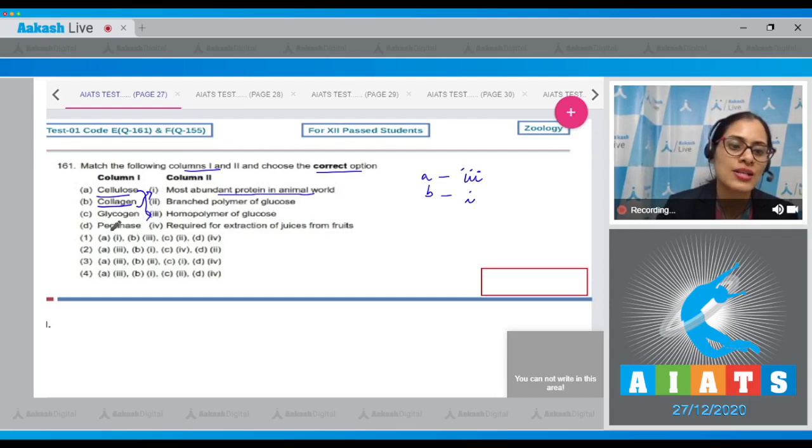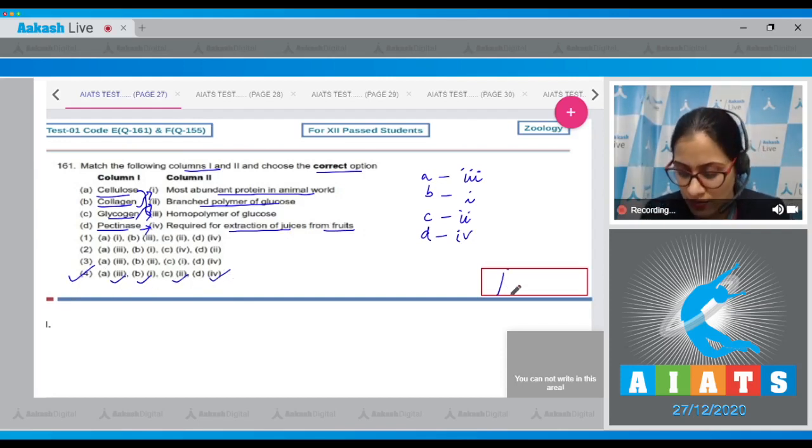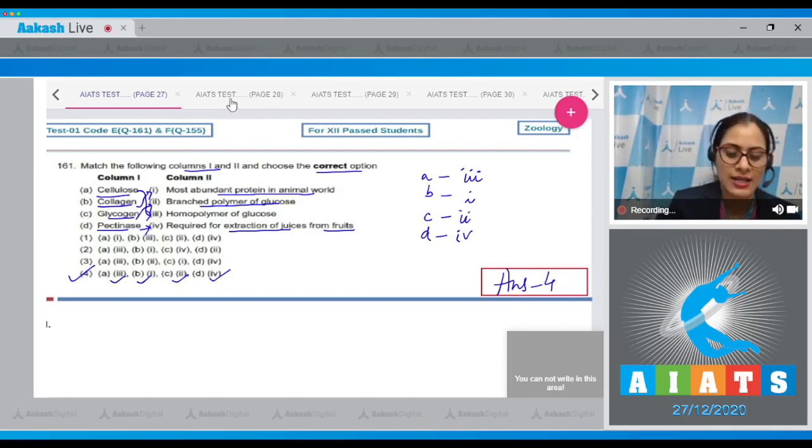The third option is glycogen, and glycogen is the branched polymer of glucose. So C in column 1 goes with the second option in column 2. The last option in column 1 is pectinase, which is required for extraction of juices from fruits. So D in column 1 goes with the fourth option in column 2. So the correct answer to this question is option number 4, A with 3, B with 1, C with 2 and D with 4. So the correct answer is option number 4. Let's move on to the next question.